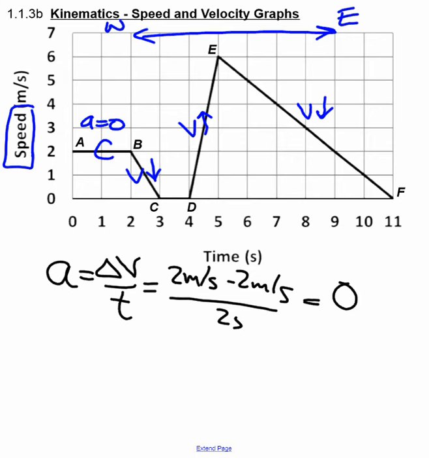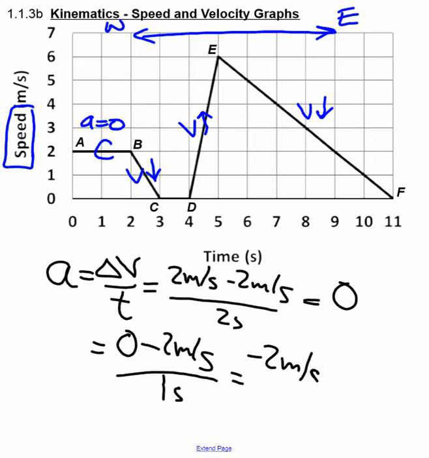If we look at interval BC, that would be 0 as our final velocity minus our initial velocity of 2 divided by 1 second, which is minus 2 meters per second squared.